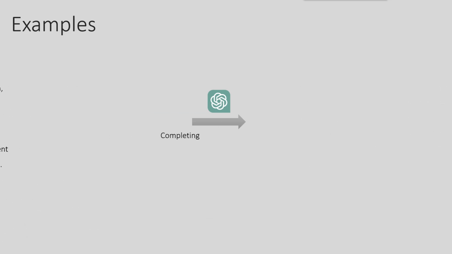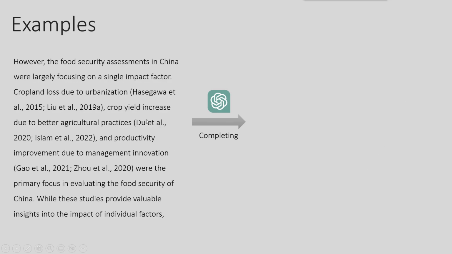Another example is completing a text. Here, I will use an example in my paper 3. My topic is about food security. Food security assessment in China. Many studies have been done, but they focus on single parameters like climate, crop yield, and productivity investment, blah, blah, blah. What I want to conclude is that while those studies provide valuable insight into the impact of individual factors, here I got blocked. I don't know what to say next.